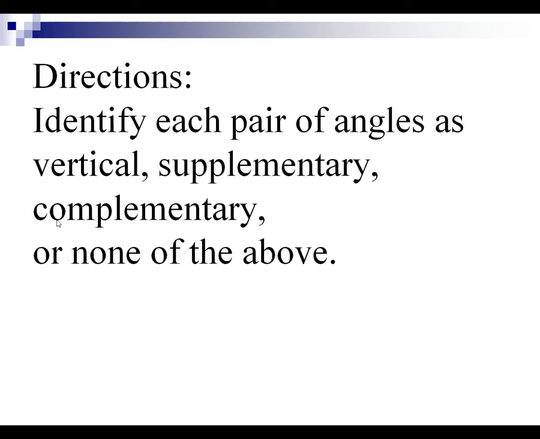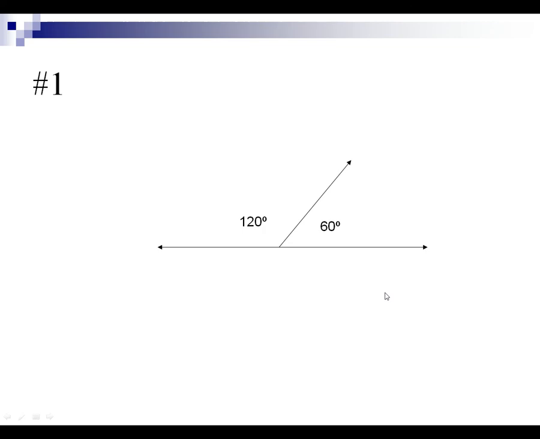So practice time. Directions. Identify each pair of angles as vertical, supplementary, complementary, or none. You don't have to write these down. Just kind of look at it and decide, okay, what do you think? We got these two angles, 120 degrees, 60 degrees. They're next to each other. They make a straight line. So these would be, what do you think? They would be supplementary angles. Supplementary add up to 180. Make a straight line. 120 plus 60 is 180.